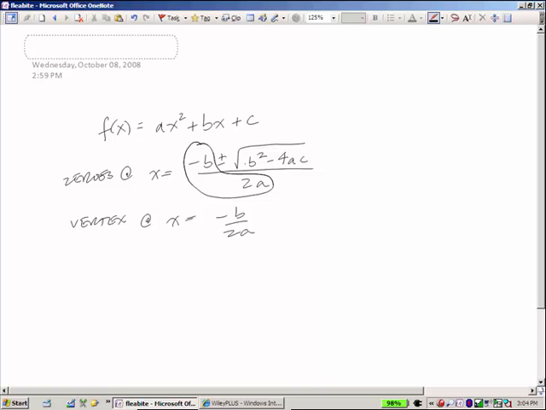So parabolas have this very nice symmetry. So if I drew you some parabola, I don't know which one, and I told you it had zeros at -1 and 5, you could go right in the middle of that, and you could say, guess what? The vertex is at x equals 2, because parabolas have this very nice symmetry.